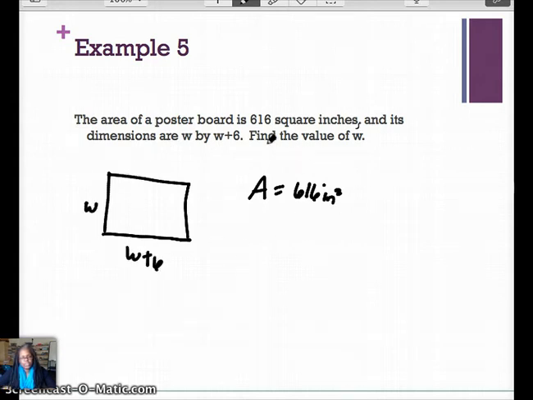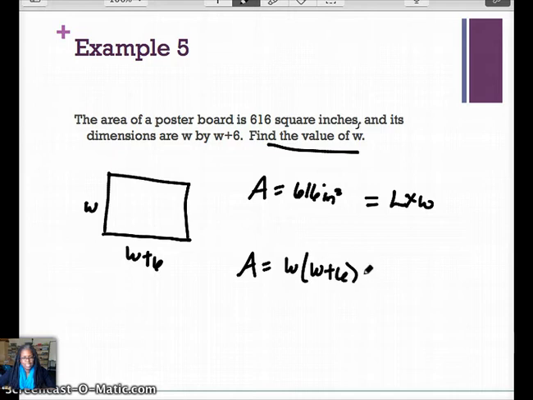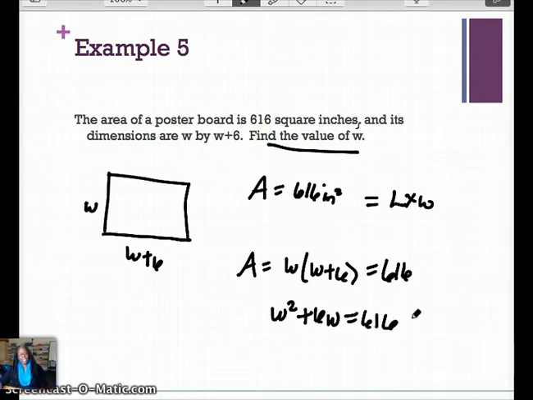So what we need to do is find W. Well, what we're going to do is use our brains. We know that length times width is going to give me area. So I need to multiply the length and the width here. So the area is equal to W times W plus 6, which we know to be 616. I'm going to distribute, get W squared plus 6W is equal to 616. Well, what do you know? We've got a quadratic equation. Let's solve it the way we were taught to. W squared plus 6W minus 616 is equal to 0.